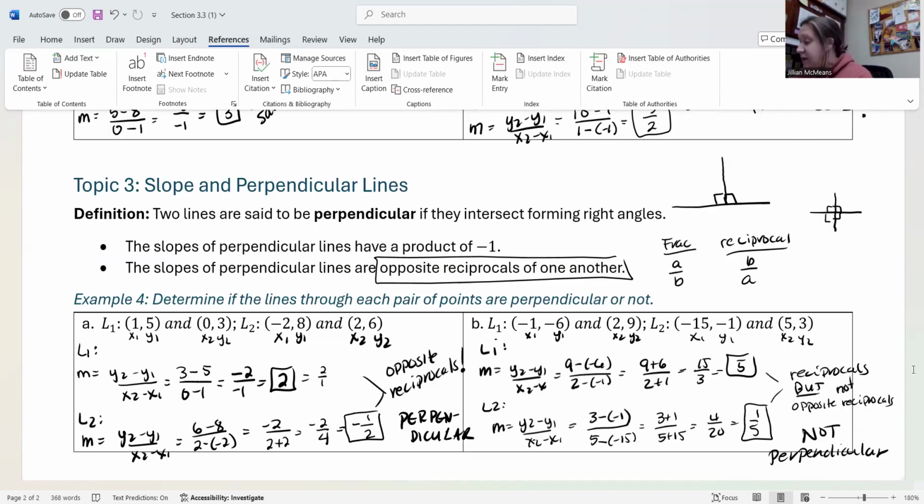So there you have it. That is how you can determine if two lines are parallel or if two lines are perpendicular. This could come back up later in this course. But for now, just understand two lines are parallel if they have the same slope. Two lines are perpendicular if they have opposite reciprocal slopes. So again, one has to be positive, one has to be negative.